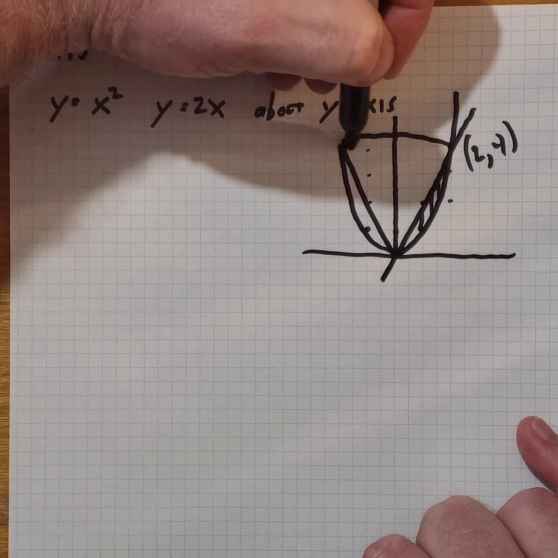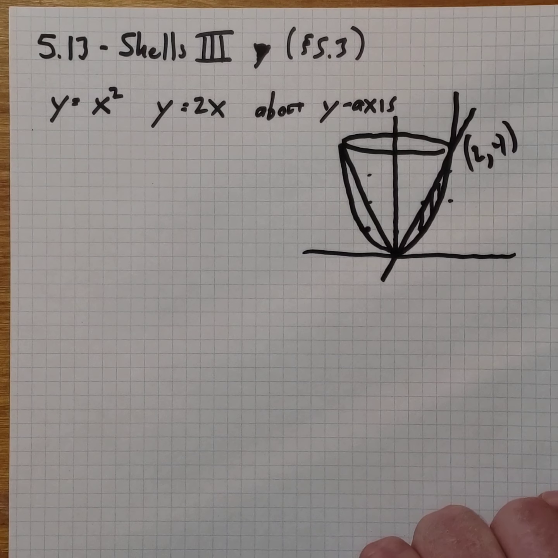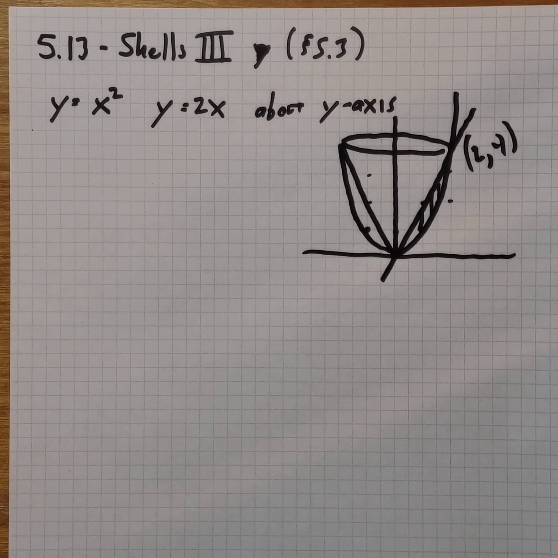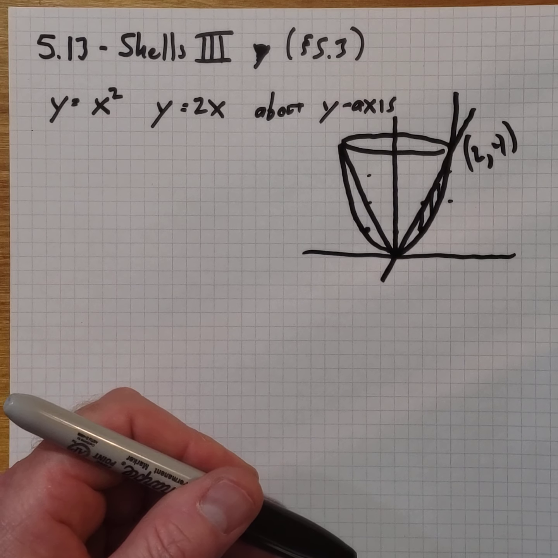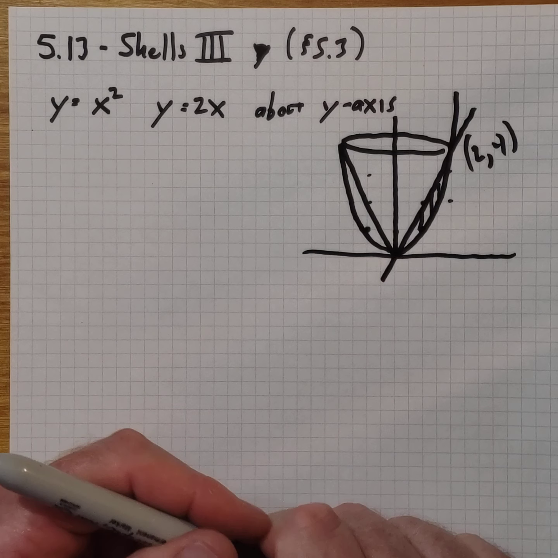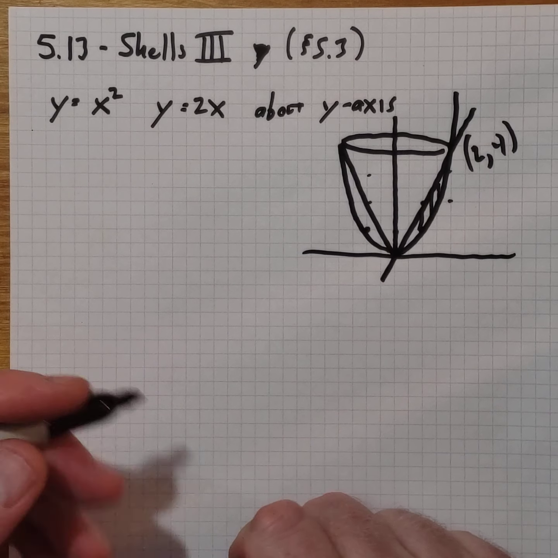So we've got a quote-unquote solid that looks kind of like a rose shape. It's got straight sides on the inside, curved sides on the outside. It's a very small volume we'll be looking for, because it's a fairly thin little region that we're rotating about the axis.